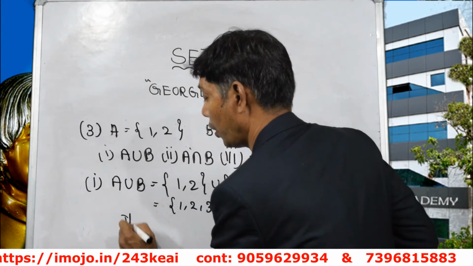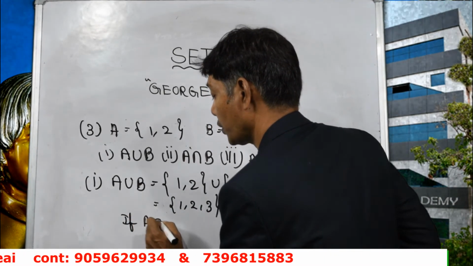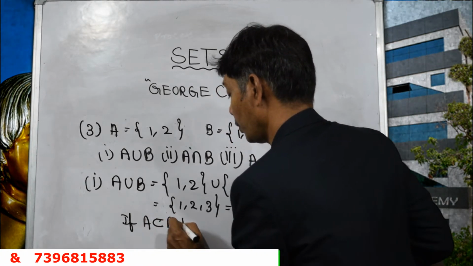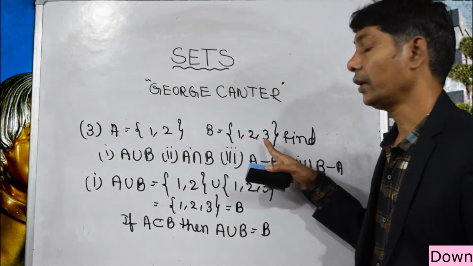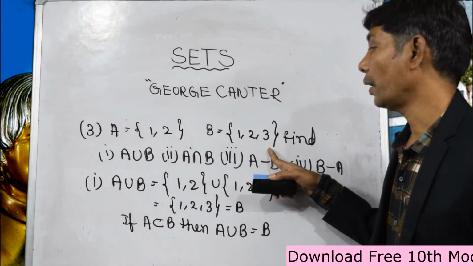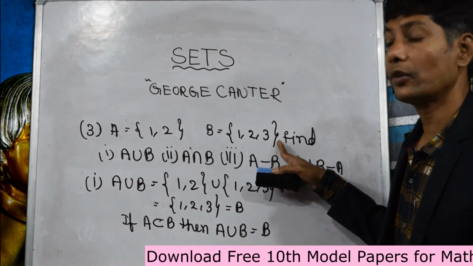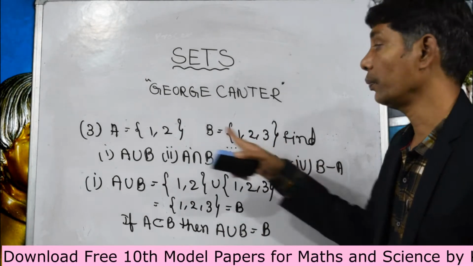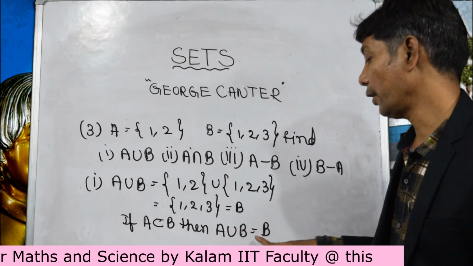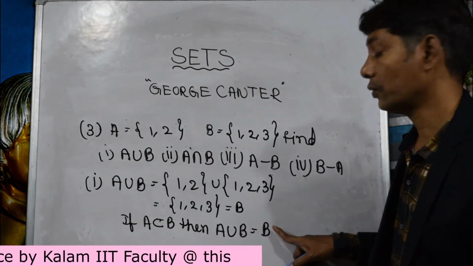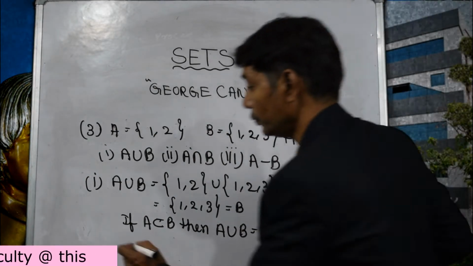Here there is a formula. If A is a subset of B, then all elements of A are present in set B, and additional elements are also present in B. That means A subset B. Now, if A subset B, then A union B is equal to B. It is a very important formula.